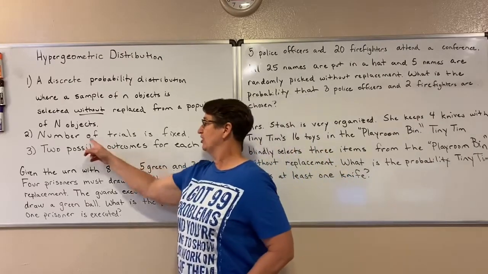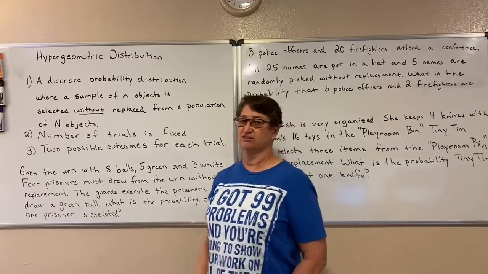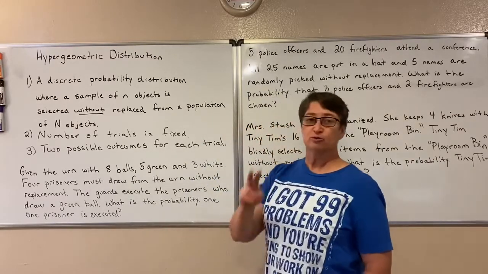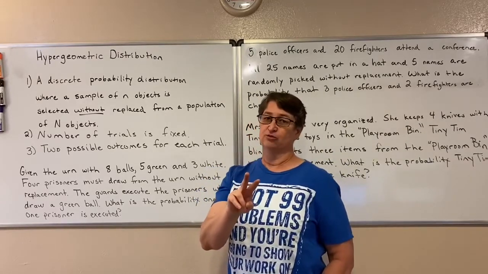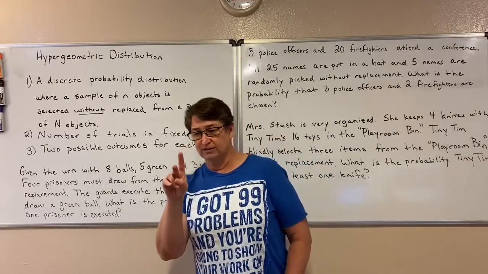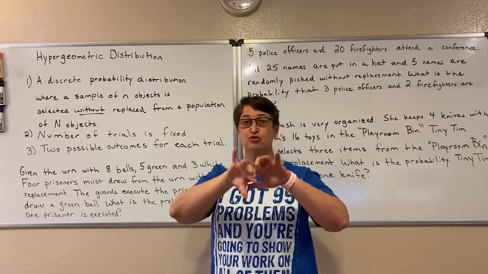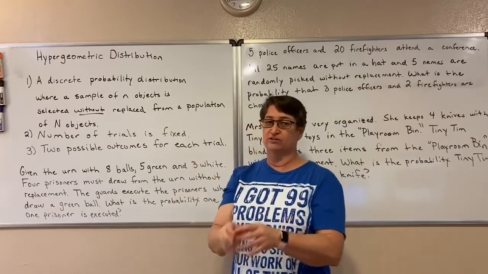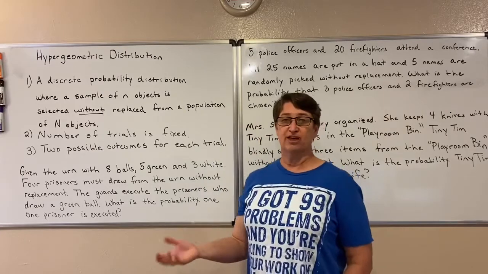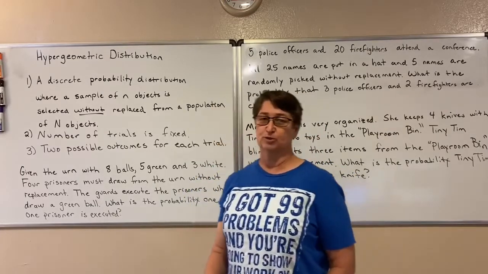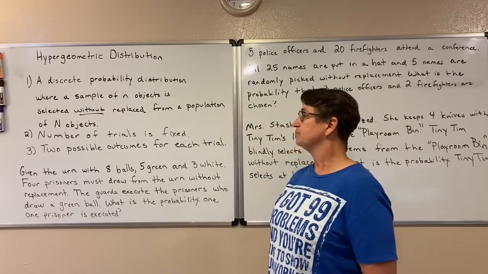Here we also have the number of trials in our experiment is fixed. It's a set number of trials. There will still be two possible outcomes from each of our trials. We'll call one a success and the other a failure. Sometimes we just are able to split it into two groups. We call one success and one failure. In this video, I'm just going to give you three examples of a hypergeometric distribution, and we'll look at how each one of those is met.